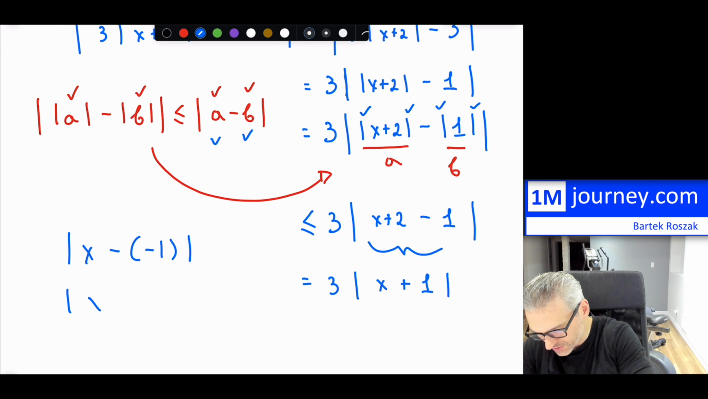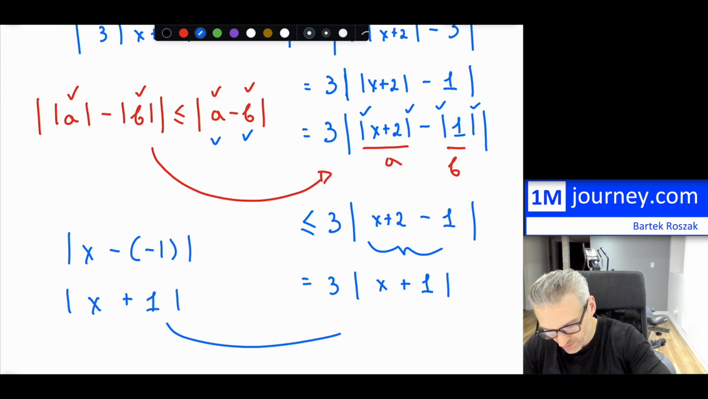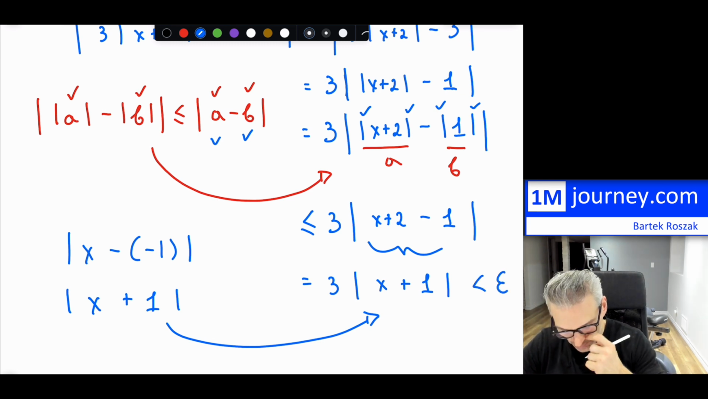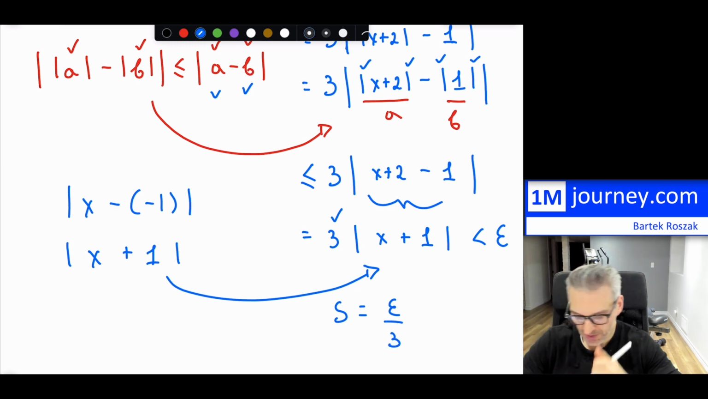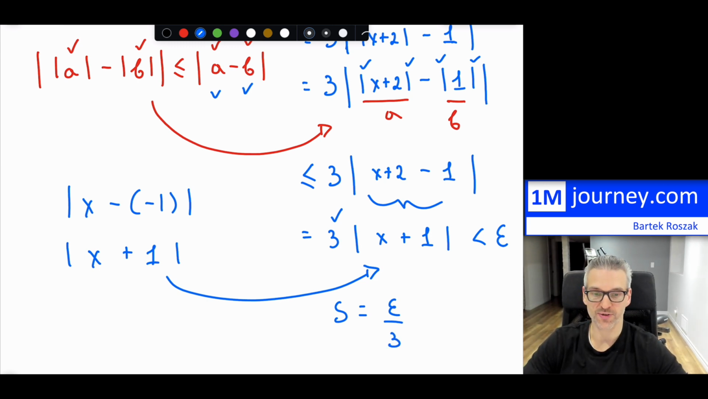But this is nothing else, just by x plus 1, which is exactly what we see right there. So now we just want this to be less than epsilon, and therefore we can divide by 3, and that will tell us that the delta is simply epsilon over 3. So we don't necessarily need any tricks or anything like that. This will hold true. All right, so we need epsilon over 3.